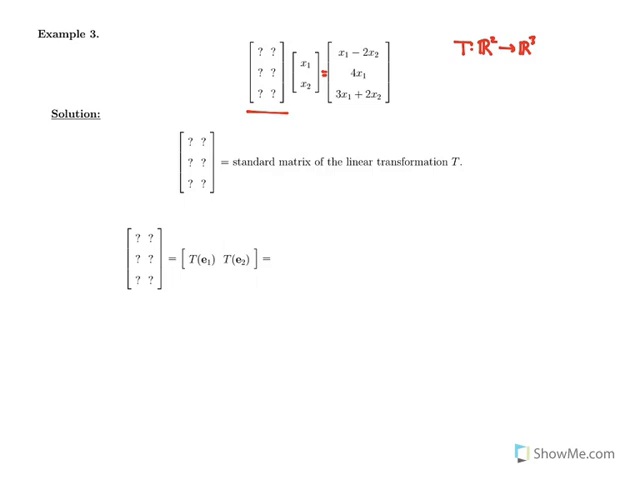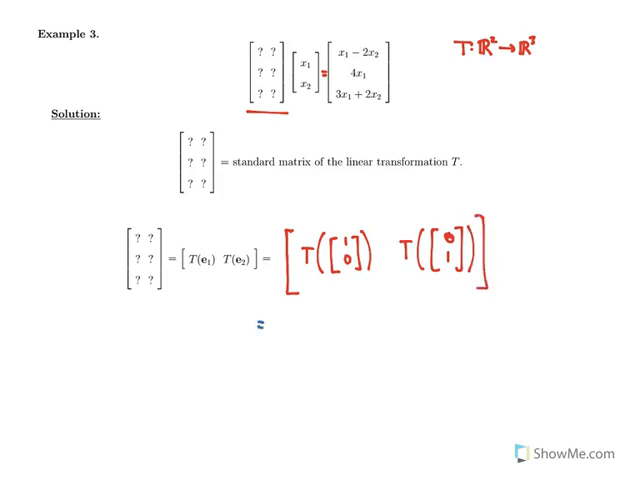Well, to find that, all we need to do is look at T of the standard basis vectors, T of the axis vectors, T of the columns of the identity matrix. All of those are the same thing. In this case, since we have a two-dimensional vector, T of E1, T of E2. So again, that is saying that we are going to look at T where I plug in (1, 0), and T where I plug in (0, 1) for x1 and x2.